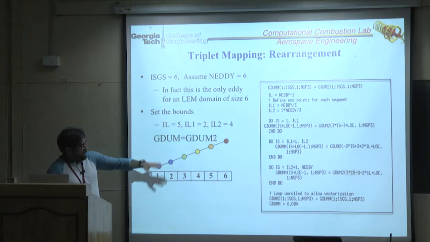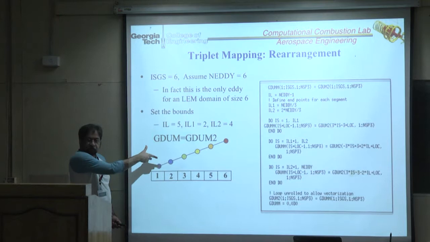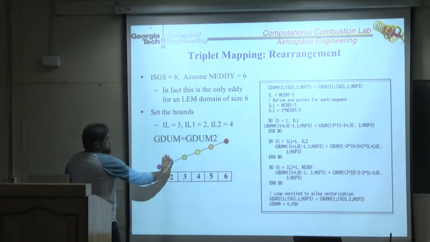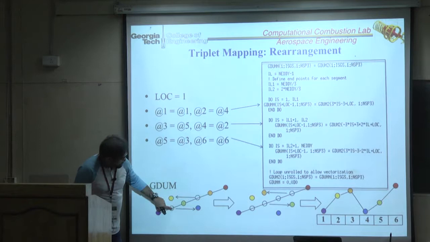Let's say there are 6 grid points, and I'm coloring them differently to show what it is. And let's say you had an eddy of size 6, and you can imagine this as a scalar, species gradient. Now an eddy of size 6 is going to mix it up. So how will it mix it up? It does it in 3 steps. It takes every other point, stores it temporarily, and then flips it in that form.